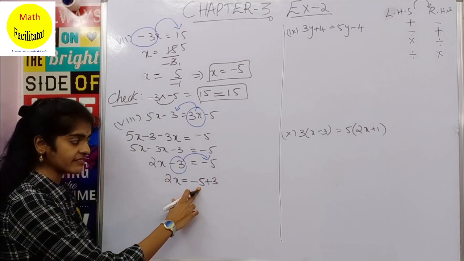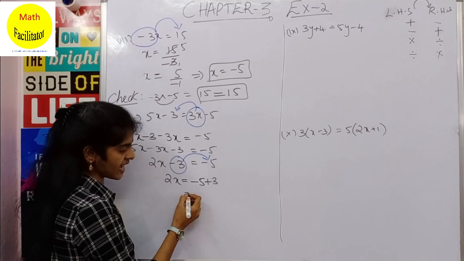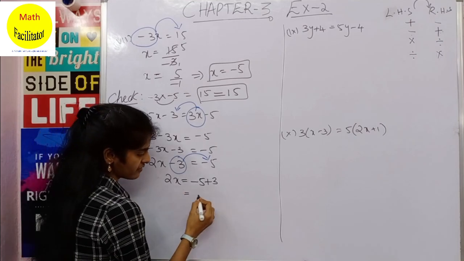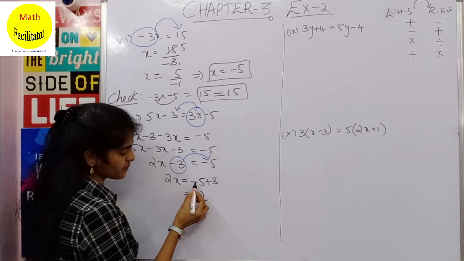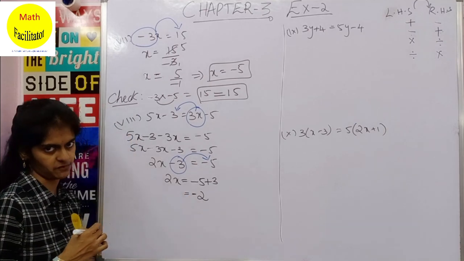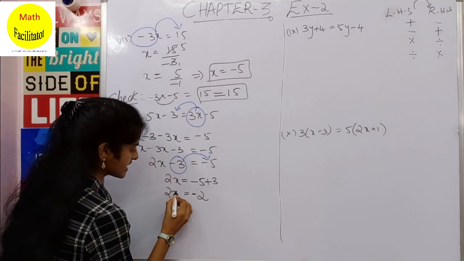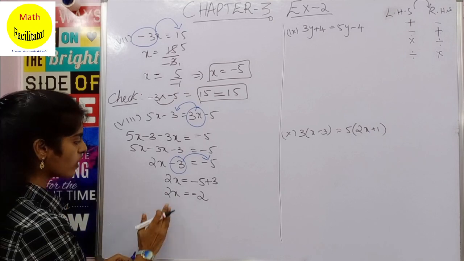Okay, now negative integer, positive integer. So what will the answer be? You will subtract 5 and 3, so the answer is 2, and the bigger number has a negative sign, so you will write a negative sign. Okay, so you have 2x equal to minus 2. Now I want only x.